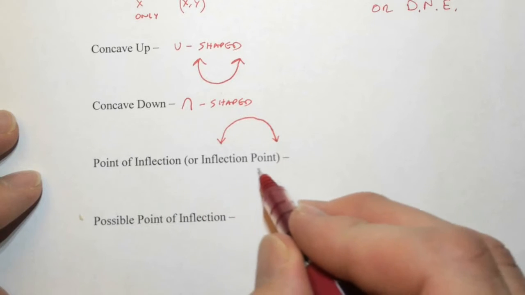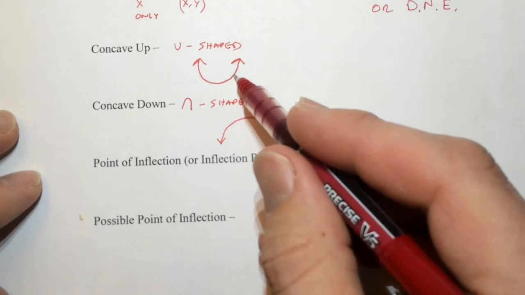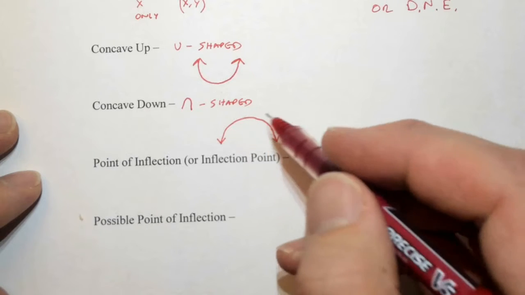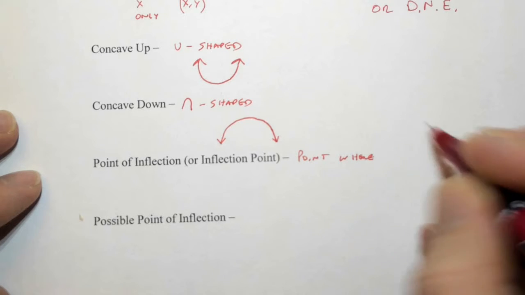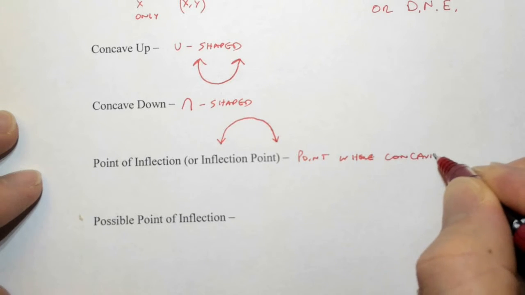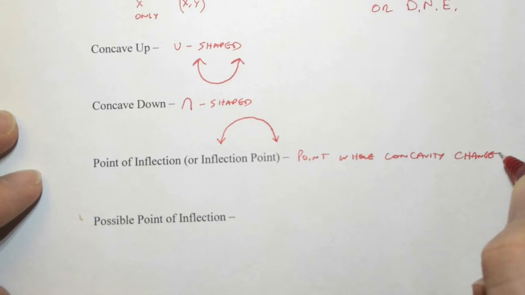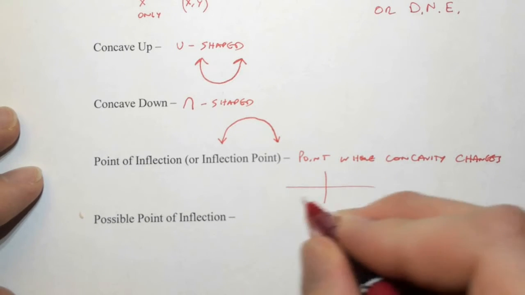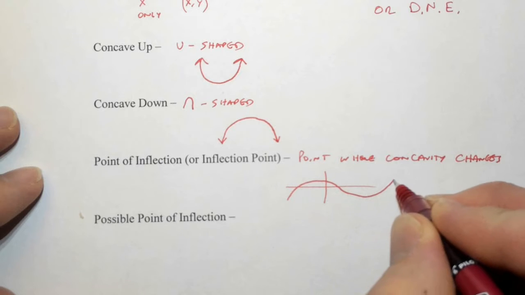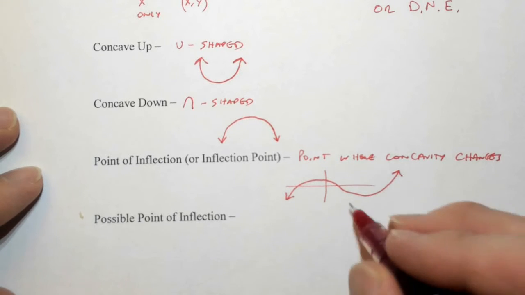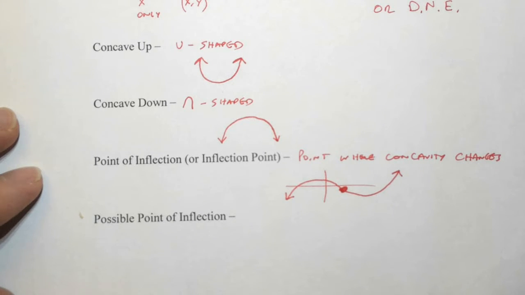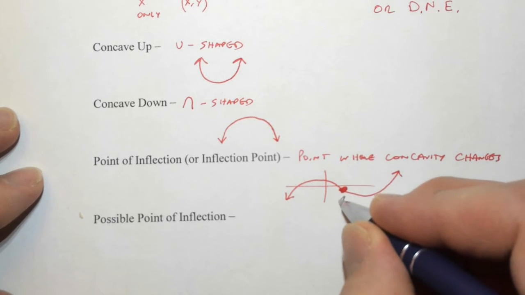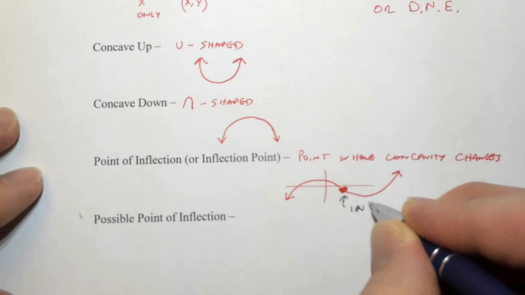A point of inflection or inflection point is where the function changes from concave up to concave down or vice versa. So this is a point where concavity changes. So, for example, here's a function which is both shaped like a U and an upside down U. And at the spot, somewhere right around there, where we change from a U-shaped curve to an upside down one or vice versa, that is your inflection point.